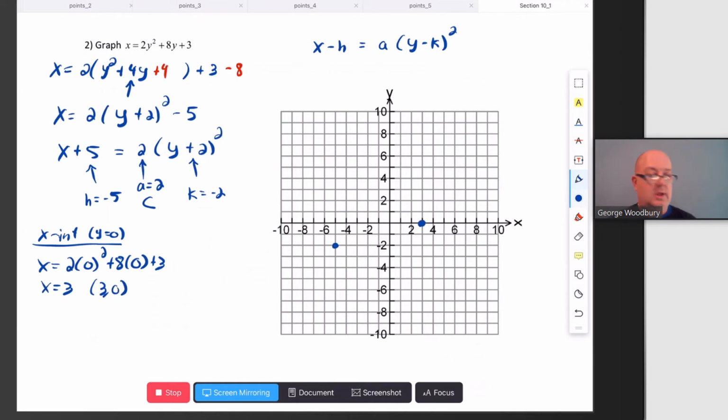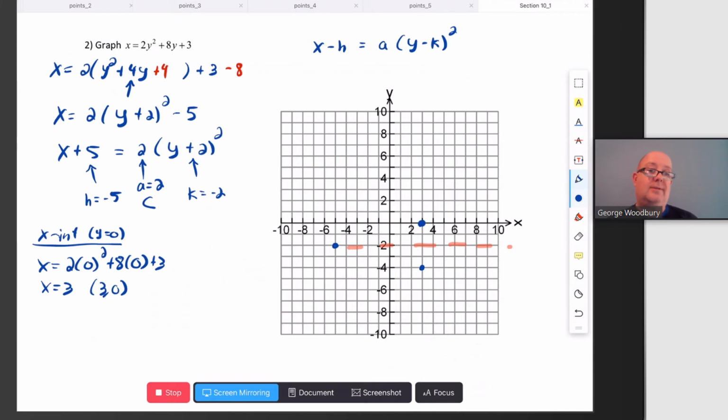Right there. I know that the axis of symmetry goes through the vertex. So it's at a height of negative 2. That x-intercept is 2 units above it. So I can add another point that's 2 units below it, but with the same x value.